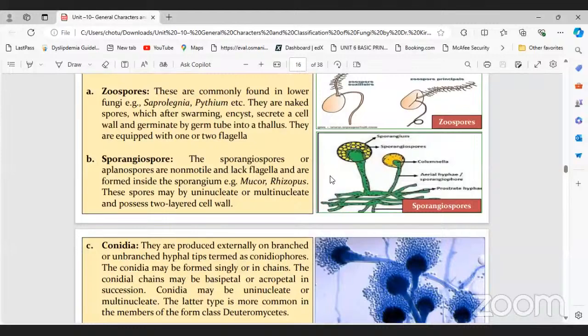Sporangiospores are formed within a sac-like structure called a sporangium. The sporangium is borne on undifferentiated or specialized hyphal structures called sporangiophores. These sporangiospores are aplanospores, non-motile spores lacking flagella, formed inside the sporangia. Examples are Rhizopus and Mucor. These spores may be uninucleate to multinucleate and possess a two-layered cell wall.